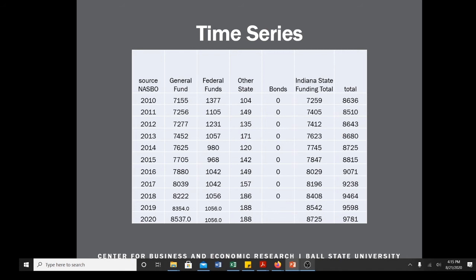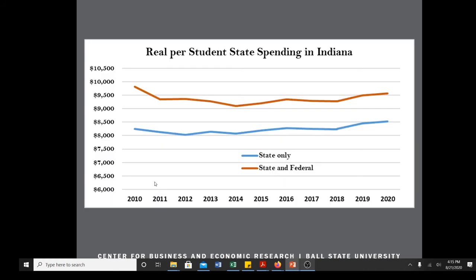Then you can see on the right, there's Indiana state total and then the state and local total. And this is what they look like adjusted for inflation on a per student basis. So we're not back to where we were in state and federal spending, but we're back in state.